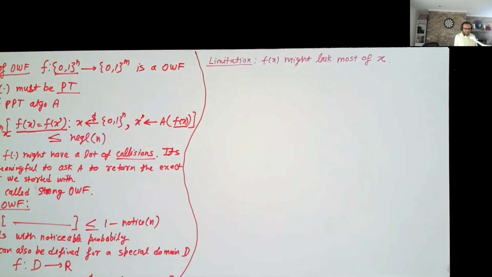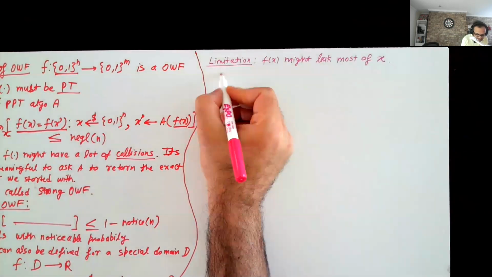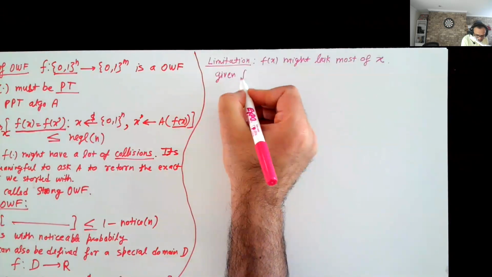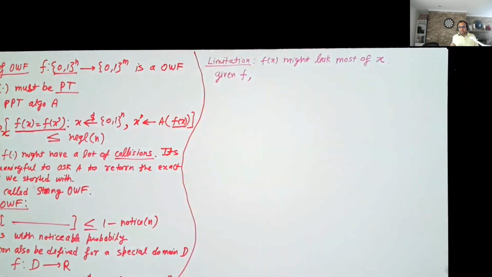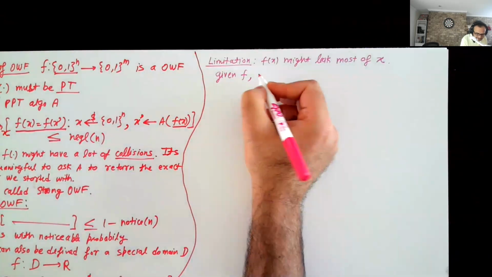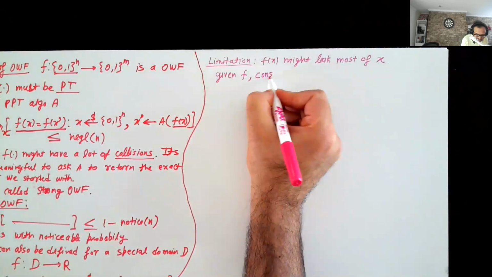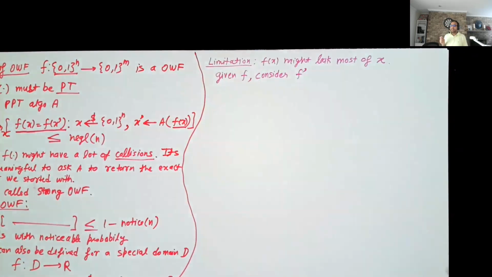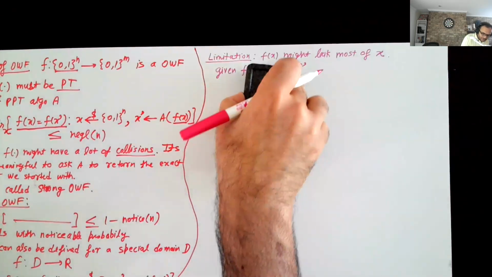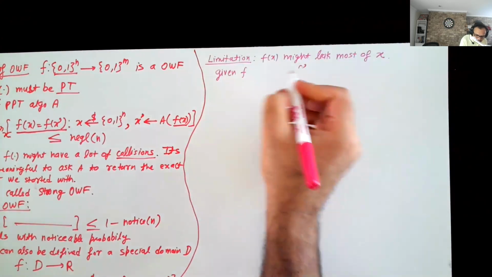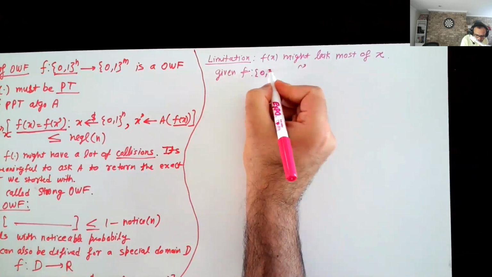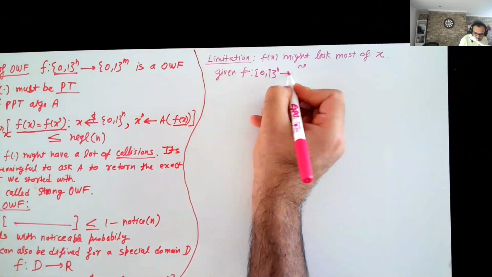And in fact, given a one-way function f, I will design another one-way function f prime, which always leaks half of its input. And let me be clear about the input domain. So f acts on n-bit inputs.